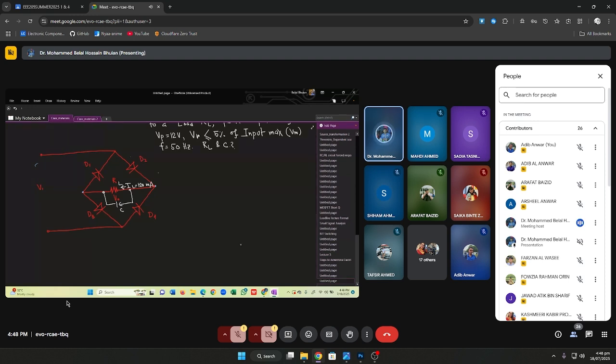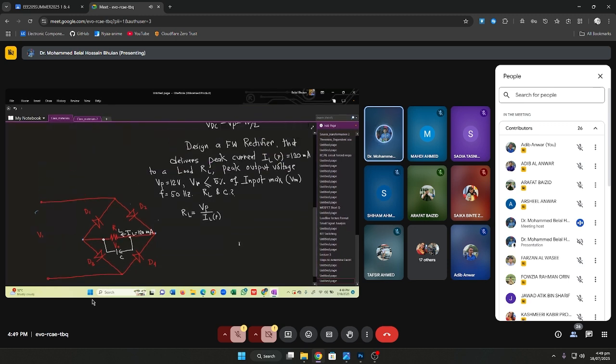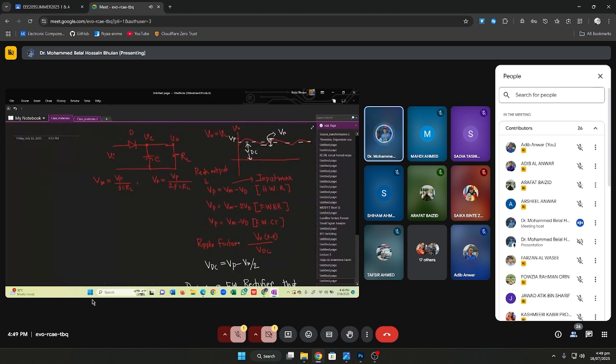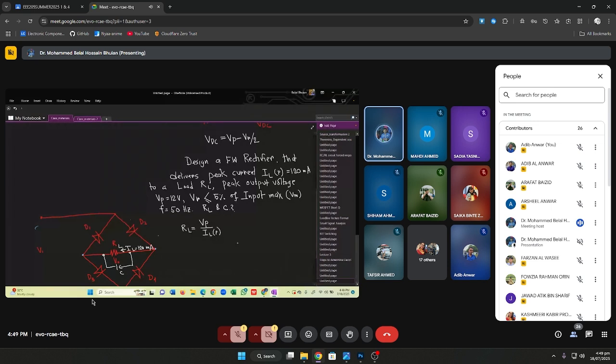So therefore, I can easily determine the load resistance RL using Ohm's law, which is RL equals VP divided by IL peak. If VP is peak, the current will also be peak. Because when VP is at a minimum, let's say, I cannot expect the maximum current. Okay? So therefore I can easily determine RL.